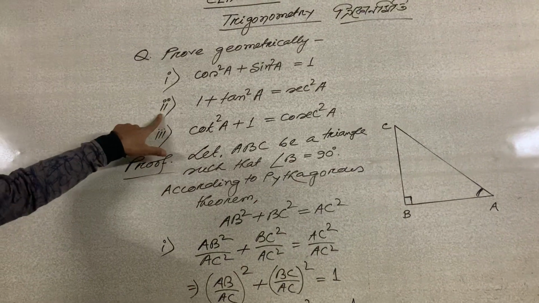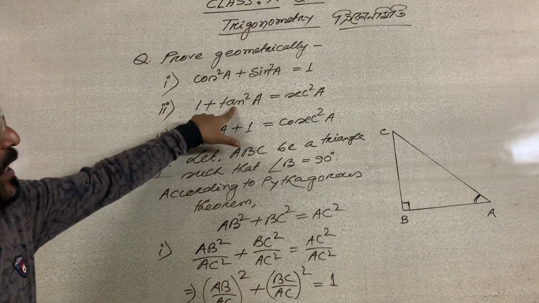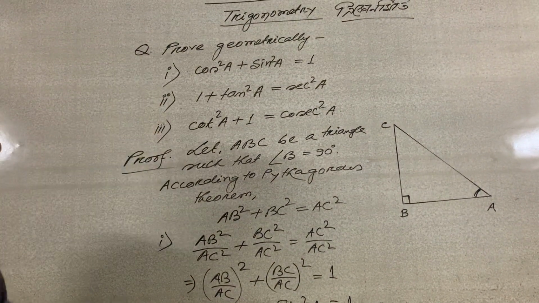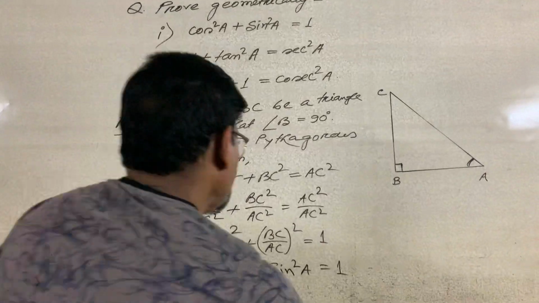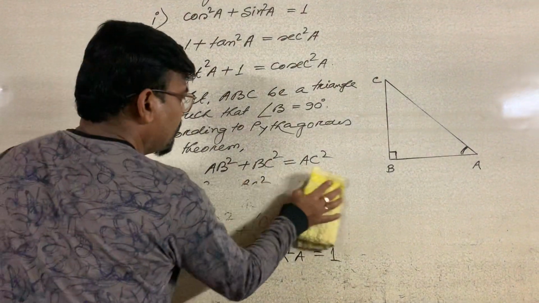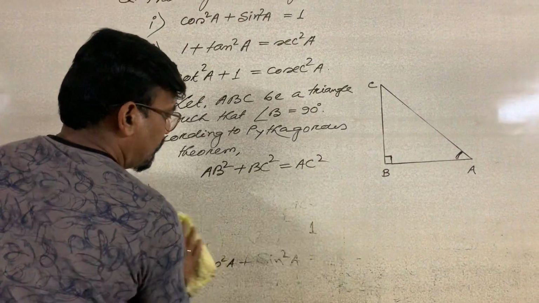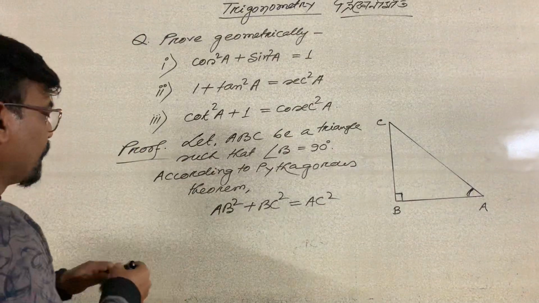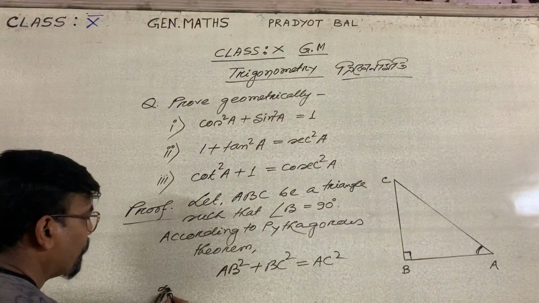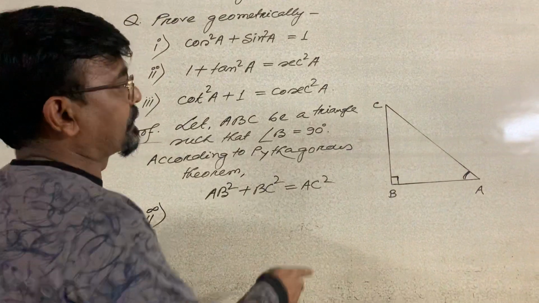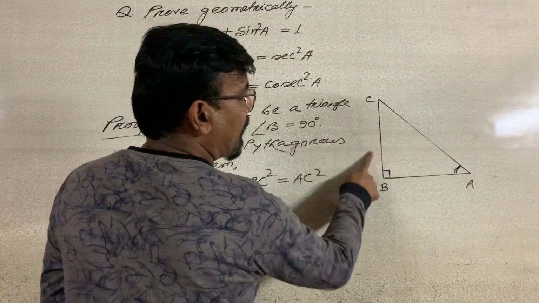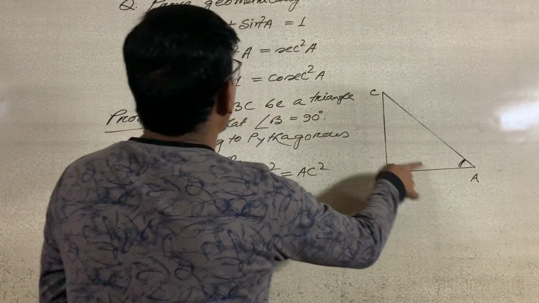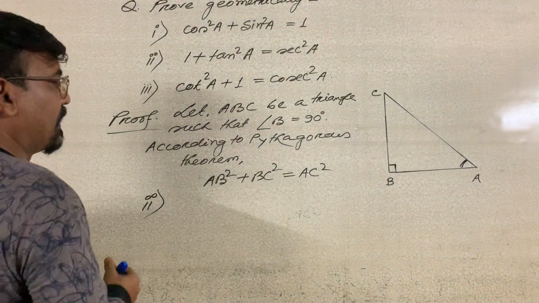Again, we are going to prove number 2. Now you see in number 2, it is given 1 plus tan square A. Up to this, it's common for all the three. Now coming to number 2, we need the trigonometric ratio tan. Tan means perpendicular by base. This is our perpendicular BC and base is AB. So we will have to divide by AB. So each term will be divided by AB.